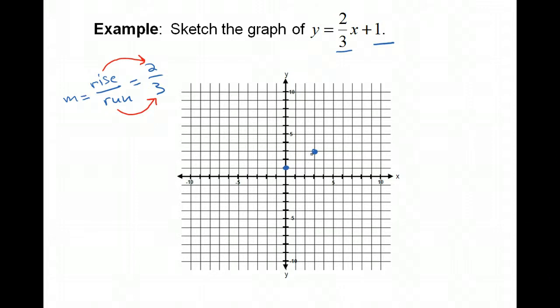Once I get that point, I can do it again. I can rise 2, run 3, and put another point if I want. All I really need is 2 points, and then I can draw my line.